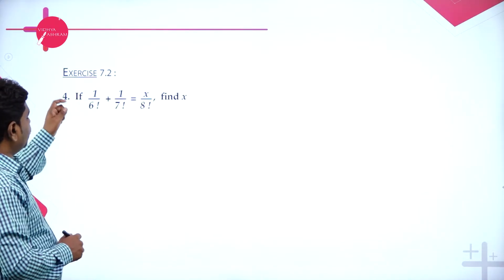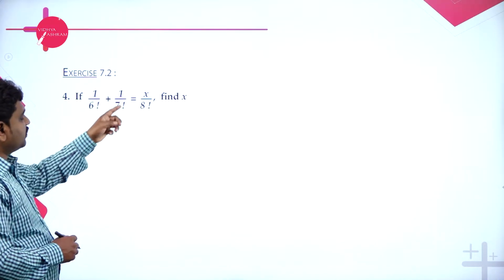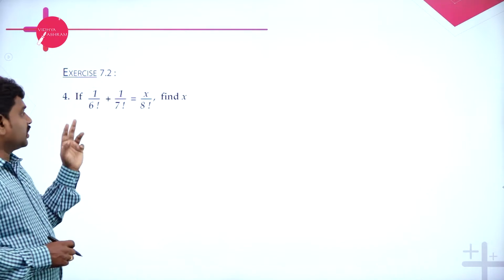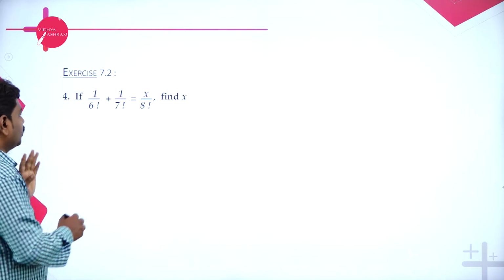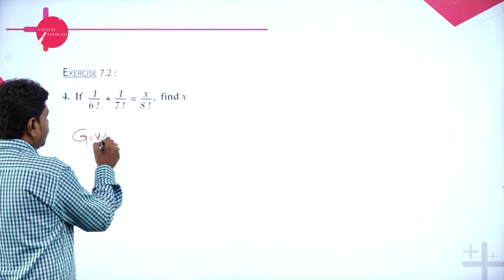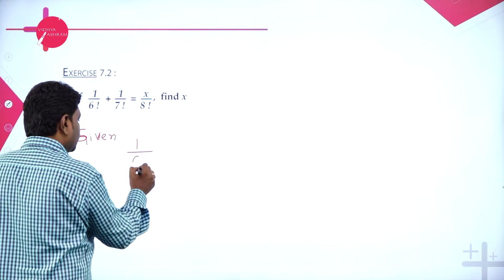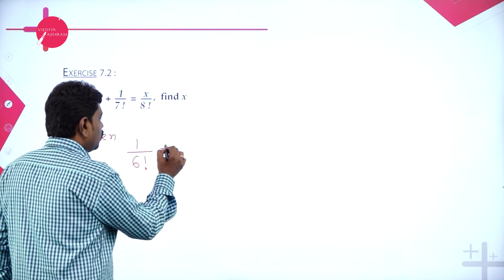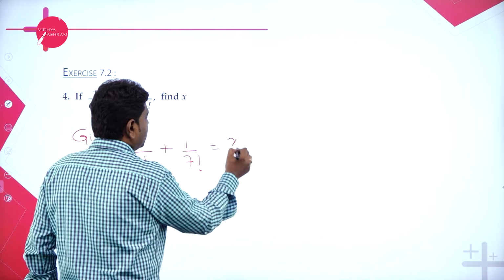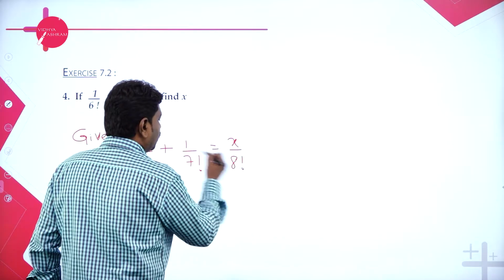Next, if 1 by 6 factorial plus 1 by 7 factorial is x by 8 factorial, find x. Please understand, you cannot just compare and conclude. So we have to simplify. Whatever is given, you write as it is. What is given? They gave 1 by 6 factorial plus 1 by 7 factorial is equal to x by 8 factorial. I am writing what is given.